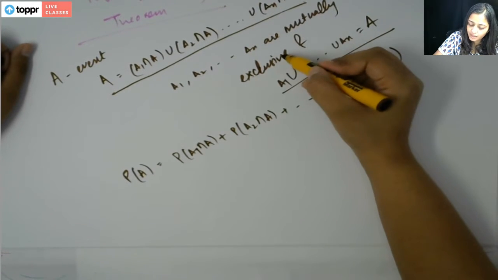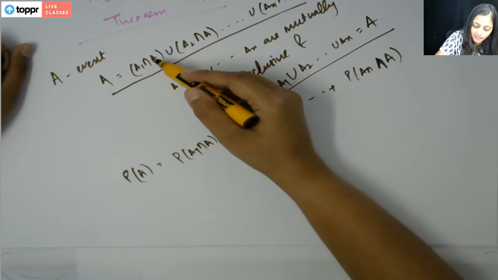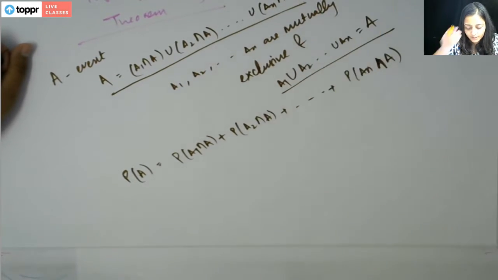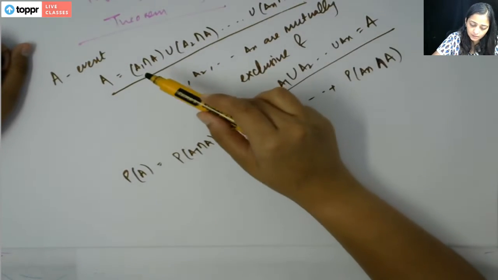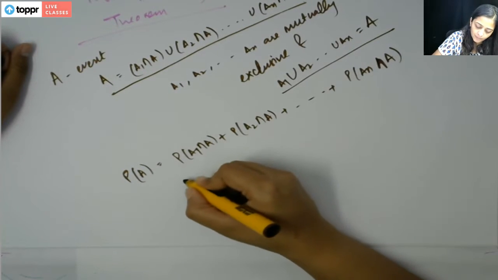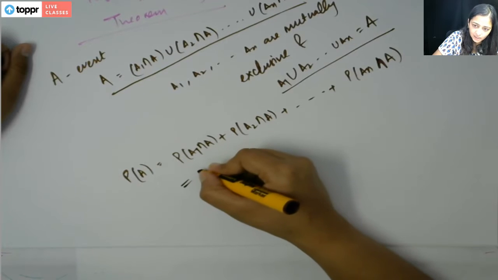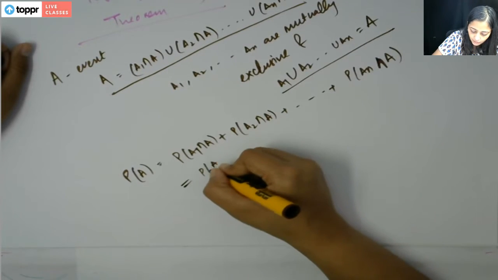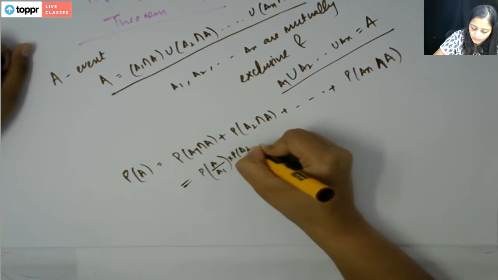Since A1, A2, ..., AN are mutually exclusive, A1 intersection A, A2 intersection A, ..., AN intersection A will also be mutually exclusive, and thus the probability of their union is the summation of the probabilities. Now, the probability of A1 intersection A can be written as probability of A given A1 multiplied by probability of A1.